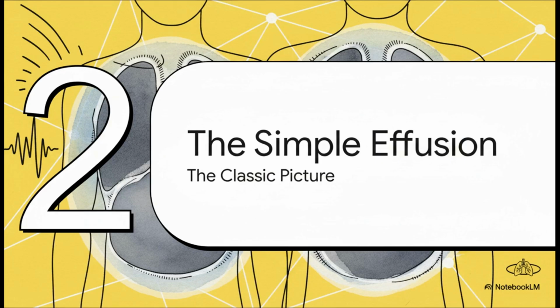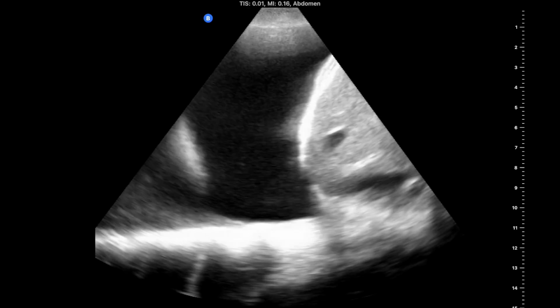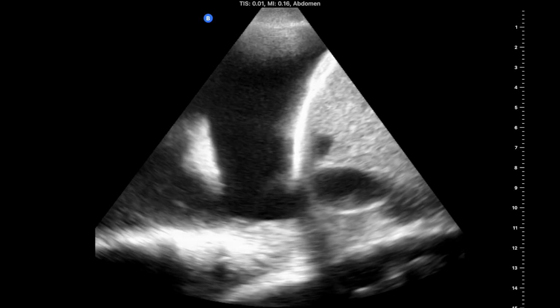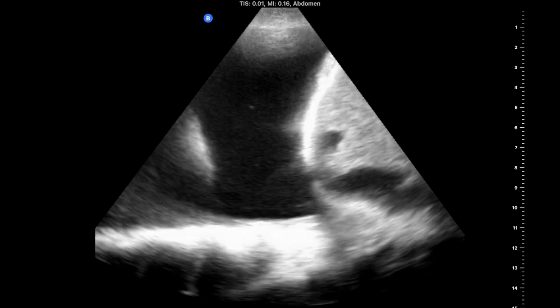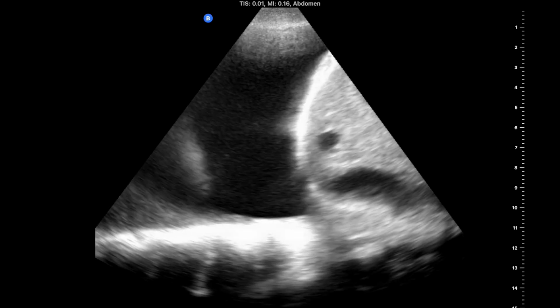Let's start at the beginning with the simplest form, the simple or anechoic effusion. This is that classic, uncomplicated picture we often see first. So the term itself, anechoic, literally tells you what's going on. It means without echoes. The physics here is pretty simple. The ultrasound beam zips right through this thin, watery fluid without bouncing back. And what do you see on the screen? A uniform, jet black space.